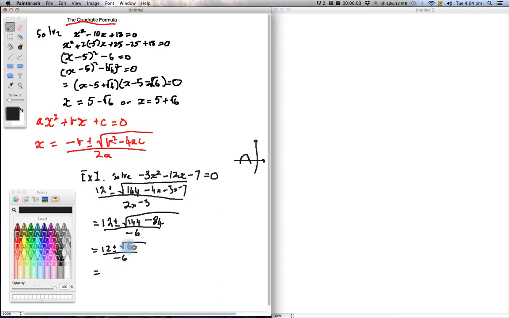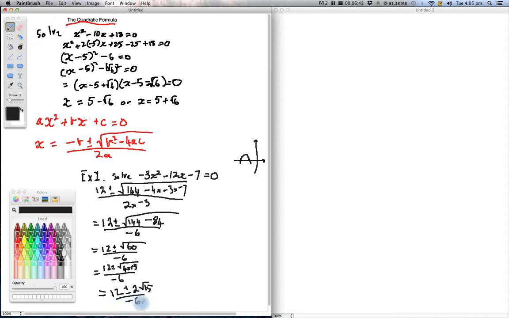Let's see, the square root of negative 60. Well, there are 12 plus or minus... 60 is 4 times 15. 4 is a square number, so it can jump out in a moment. Minus 6. See what I mean? That'll be 12 plus or minus, now the square root of 4 is 2, leaving the square root of 15 still, divided by minus 6.